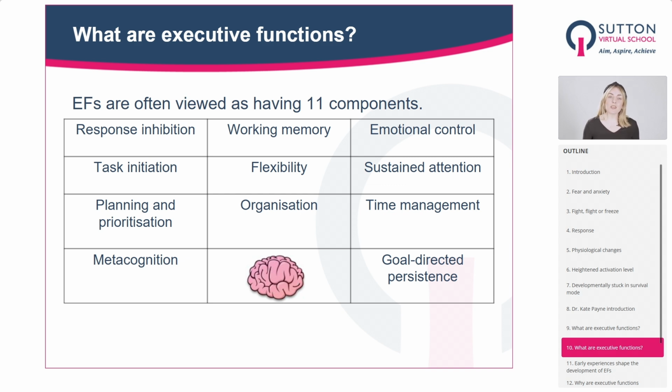Organisation of what we're doing. Emotional control, to be able to regulate and manage how we are feeling, and sustained attention. There is time management, there is goal-directed persistence, which is to be able to make a goal and persist to be able to carry out that task.